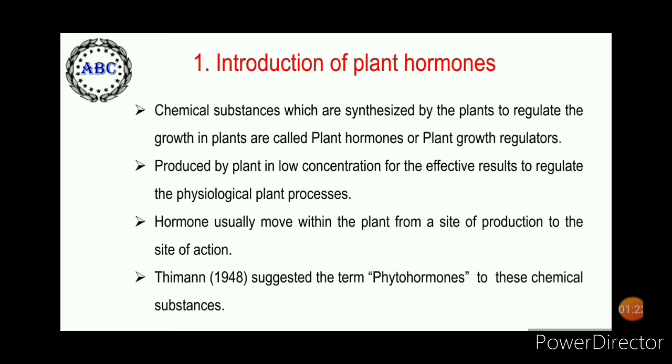The hormones are differentiated from animal hormones, so they are called phytohormones. Phyto means plants, so the hormones which are present in plants are called phytohormones. The chemical substances which are synthesized in the plants to regulate the growth in plants are called plant hormones. These are produced in plants in very low concentration for the effective results to regulate the physiological plant processes.